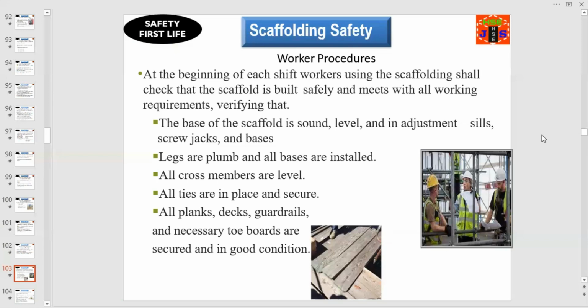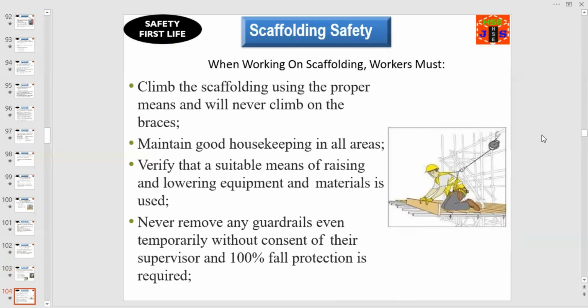All cross members are leveled. All ties are in place and secure. All planks, decks, guardrails, and necessary toe boards are secured and in good condition. These were the requirements prior to accessing the scaffolding structure.